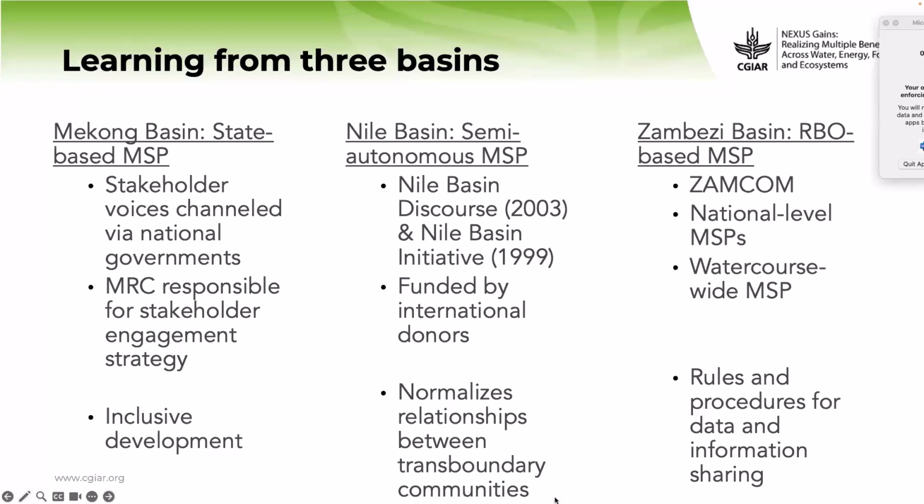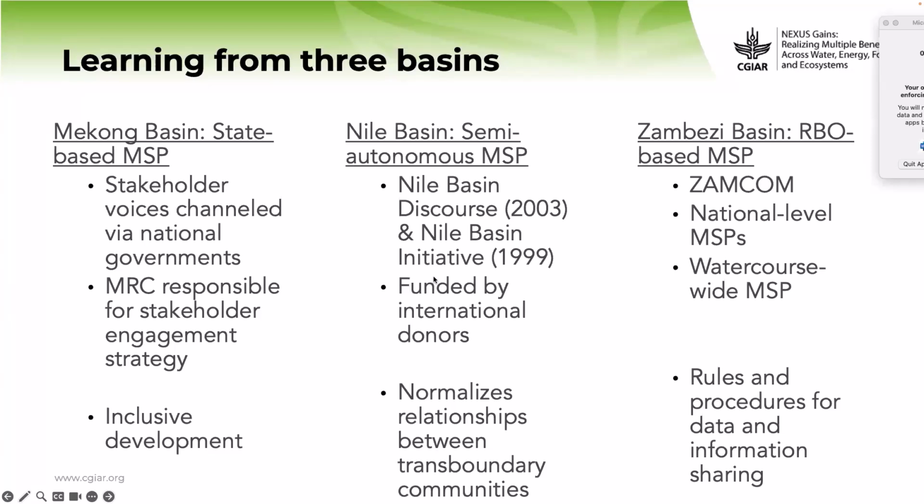Some of the important achievements in the Mekong Basin are that they've had a lot of work on inclusive development. So things like building a dam have been crucial in involving stakeholders. But yeah, there's really a lot there. And unfortunately, we don't have the Mekong Basin here today.